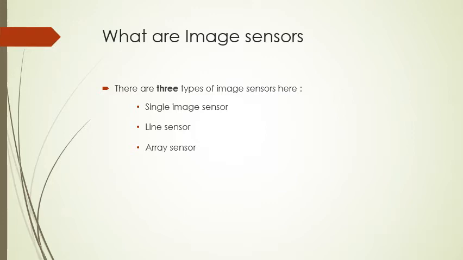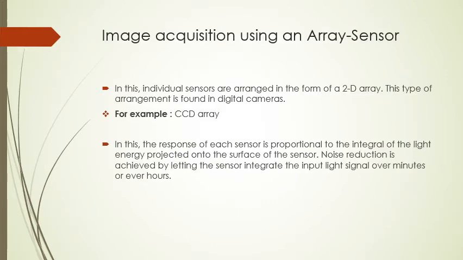Actually, a single image sensor sends the image through row by row, in chunks of data, in pixels of an image. A line sensor is better than a single image sensor, and it collects data in an image through a complete line. And the array sensor, we discuss in detail in the next slide.